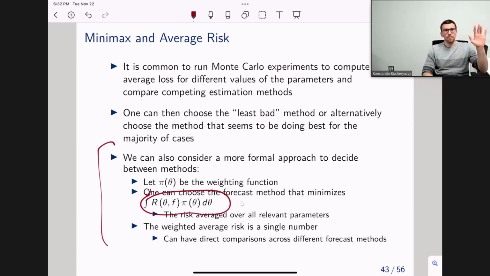So we average risk over all relevant parameters. And then we can have direct comparisons, obviously, across different forecast methods, because that would be one number for all parameter values.